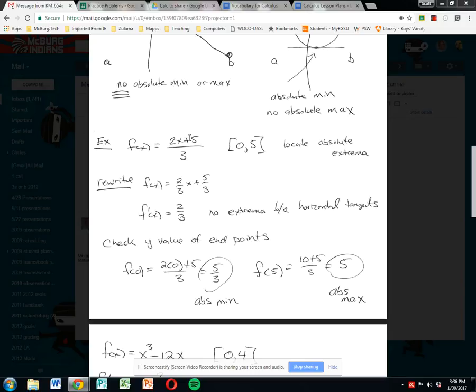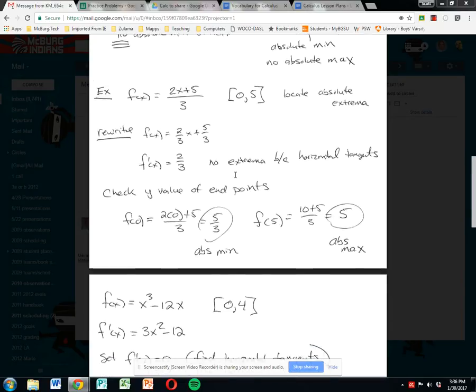It says find the absolute max and min on the interval. Let's just talk common sense for a minute. This guy here, especially if we look at it separated like we rewrote it here, it's a linear function. It's an upward sloping linear function. The absolute min is going to be on the left. The absolute max is going to be on the right. All right. However, let's make sure we know this with calculus.